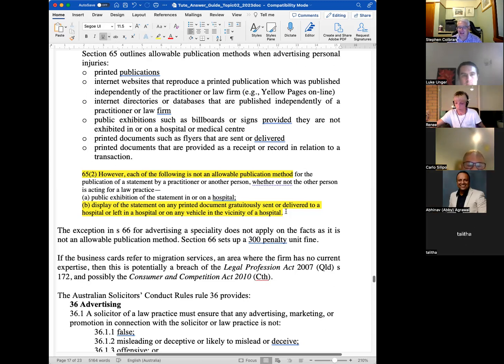Of the 300 points, I worked it out at $43,125. Yeah, that's right. It's quite substantial. So that amount, penalty unit fines, the penalty units are increased for inflation every year. You can look it up and it tells you what the penalty unit figure is. So that's in relation to a business card referring to this personal injuries.